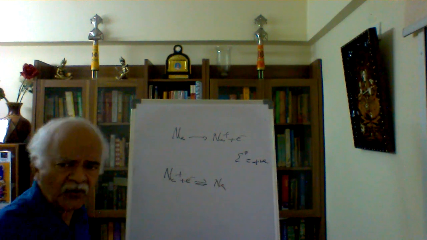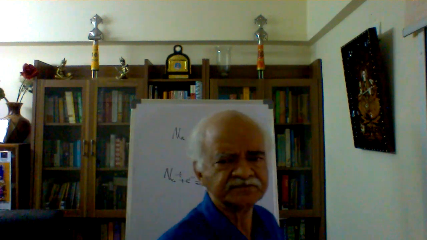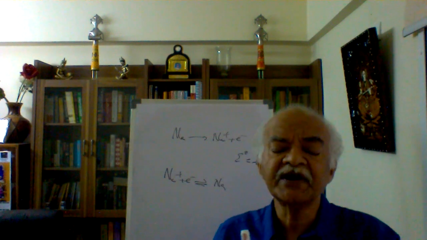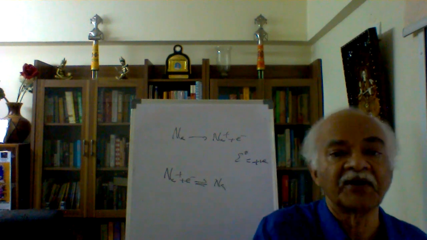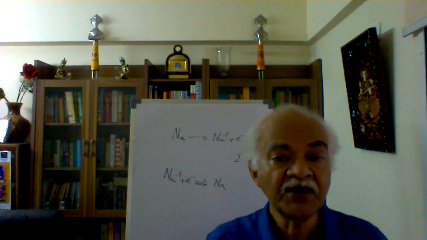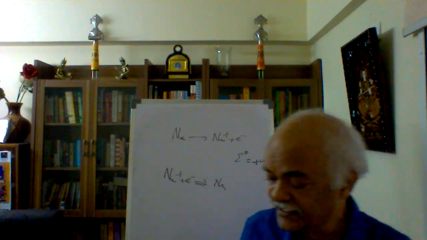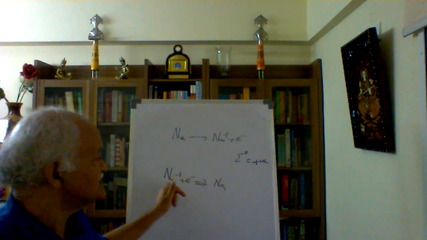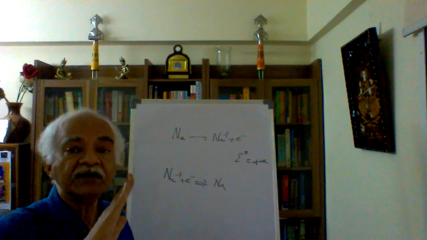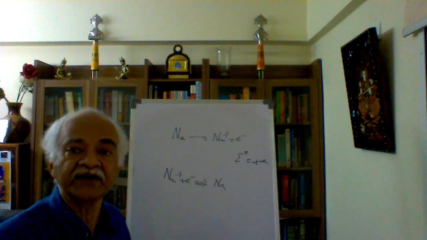Sodium ion is not known to take the electron on its own. That means there is no gradient for the electron to move towards sodium ion. Where is the gradient available? Sodium metal losing the electron, there is a gradient. There is a potential for that. That means this process, as I have written, the forward reaction, is not possible. There is no gradient here.